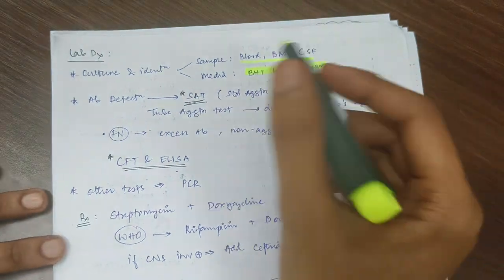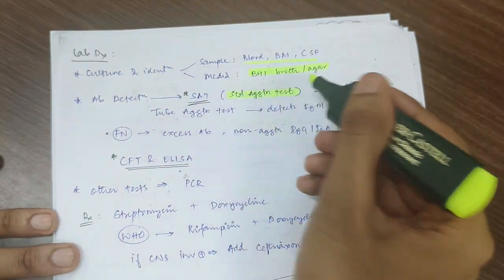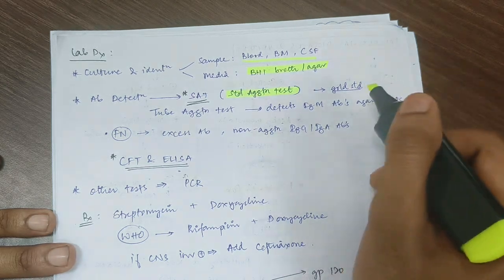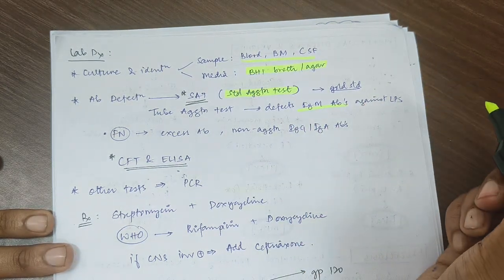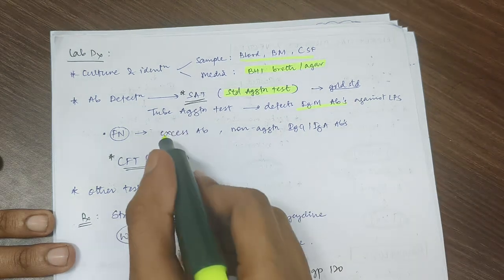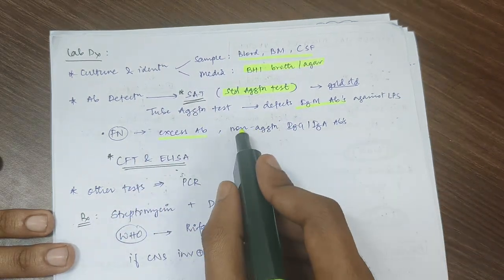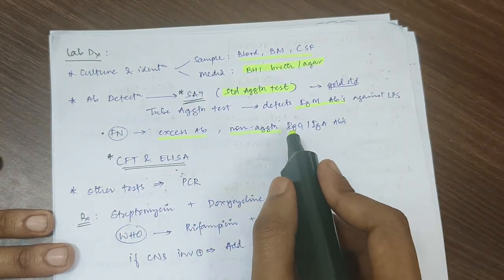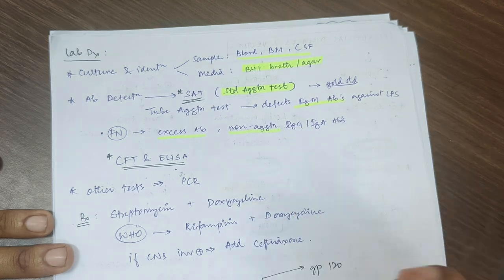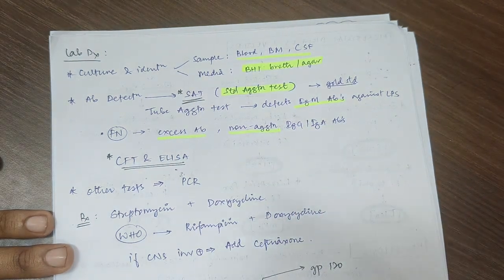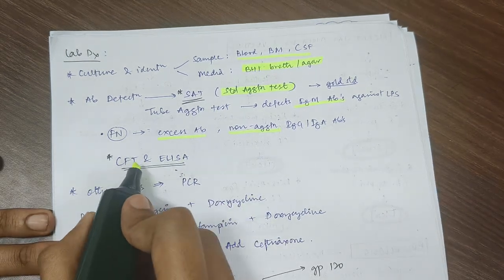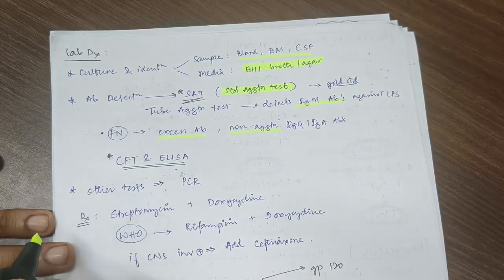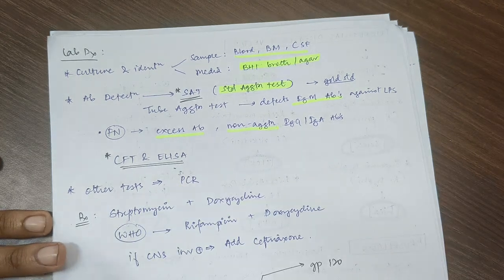Antibody detection is basically the standard agglutination test. It is the gold standard. It detects IgM antibodies against the LPS of the Brucella. False negatives are seen in case of the prozone phenomenon and non-agglutination. Non-agglutinating IgG or IgA antibodies are not going to bring about any agglutination, and they will lead to false negative results. Coming to the complement fixation test and ELISA, these are other methods. Other tests such as PCR are also used.